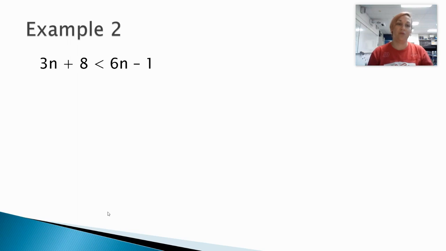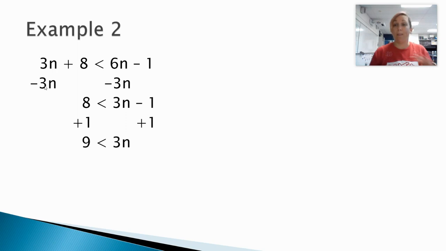You can either move the 3n to the other side, or you can move the 6n to the other side. My personal choice, I always like to move the smaller number, so I'm going to choose to move the 3n. Now, it doesn't matter which one you move. You'll get the same answer either way. So if you want to move the 6n, that's fine, and try it on your own, and then just check and make sure that you get the same answer as I do. Next, I would add 1 to both sides.